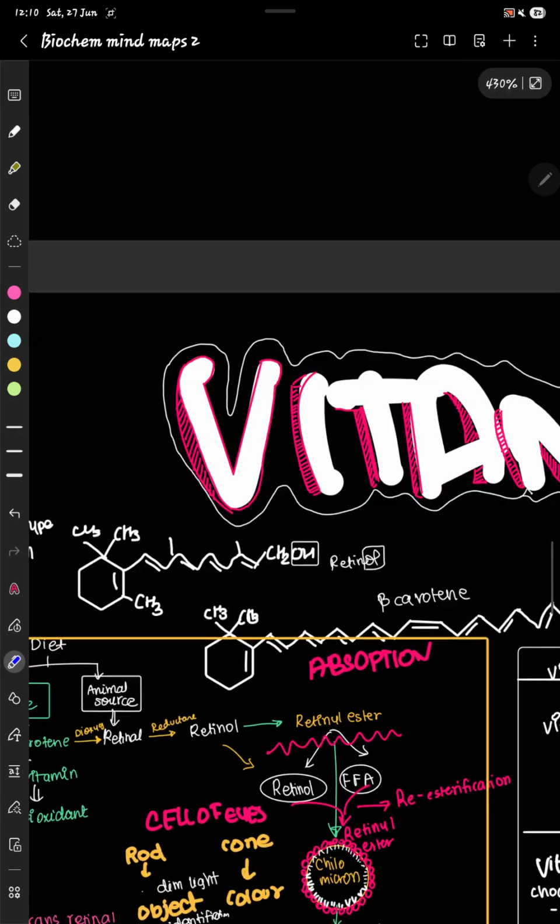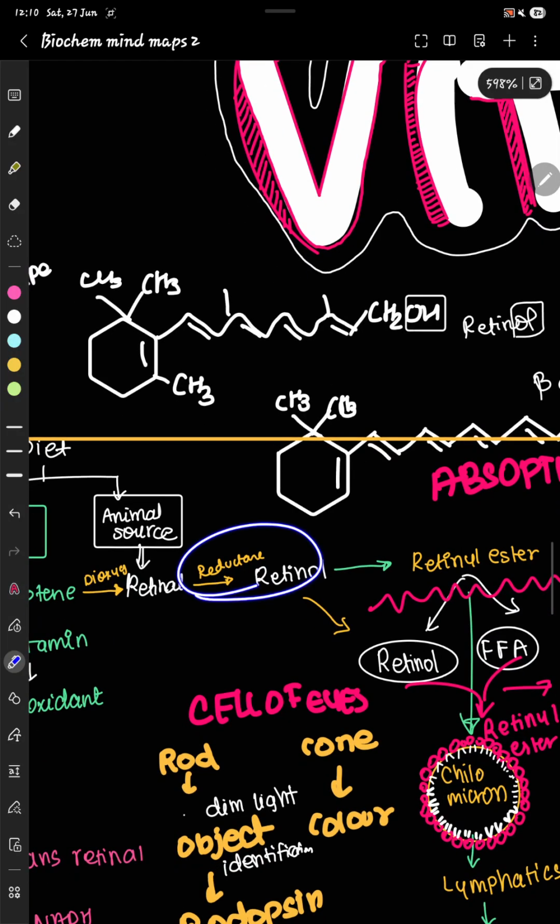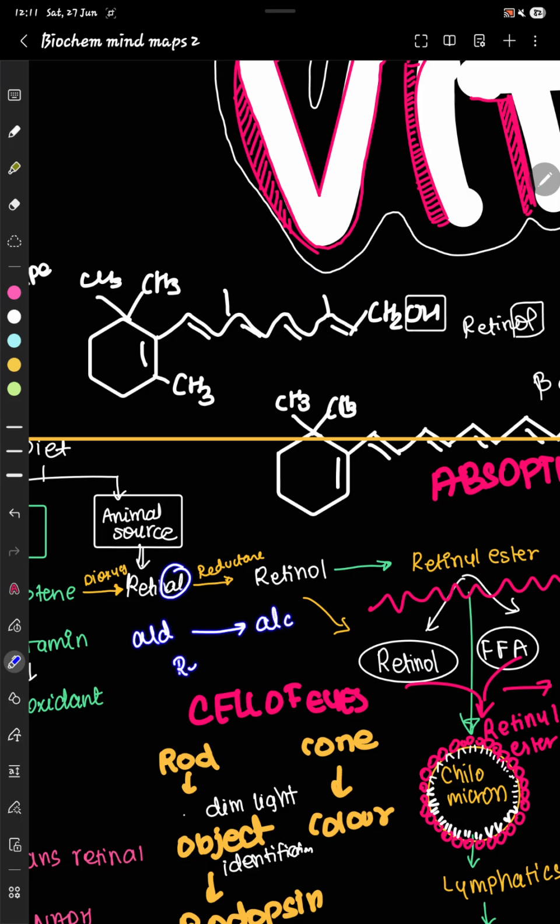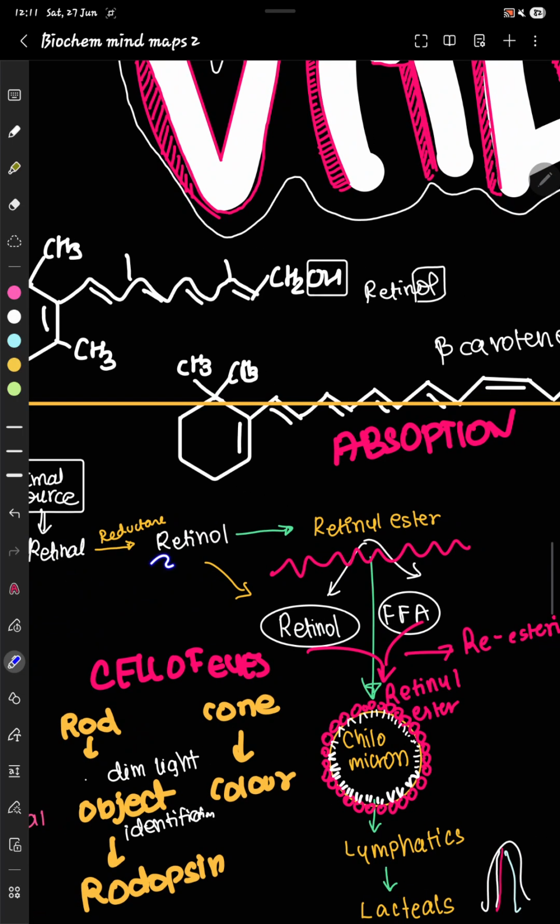Retinal can be converted into retinol with the help of the enzyme reductase, because the aldehyde is reduced into alcohol by the enzyme reductase, right? And this retinol is converted into retinol esters, because that is the storage form, and that is how the absorption occurs, right?